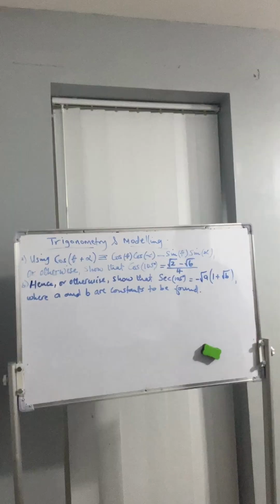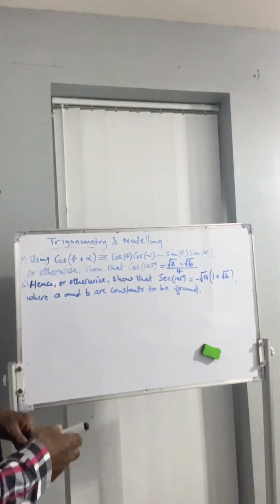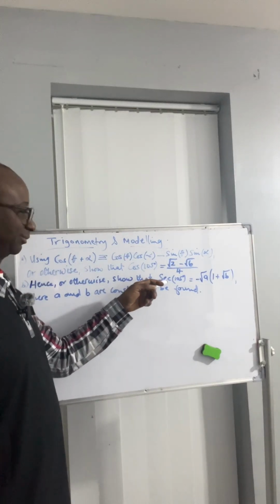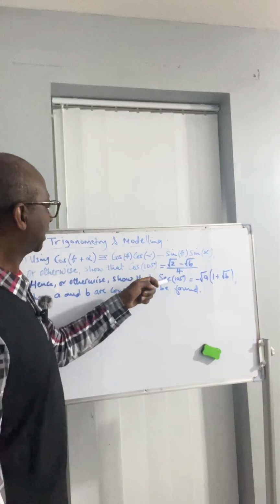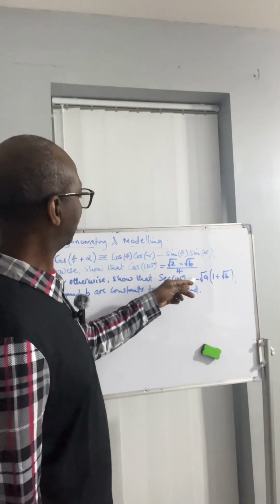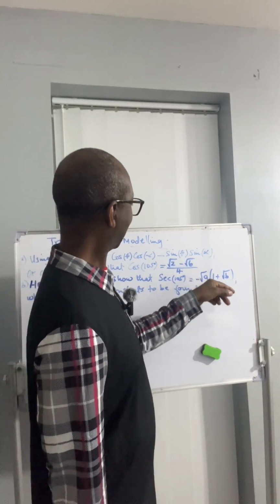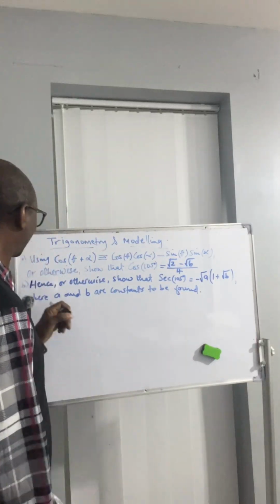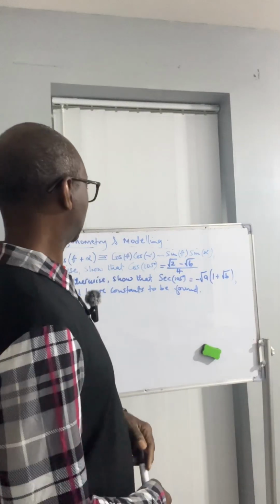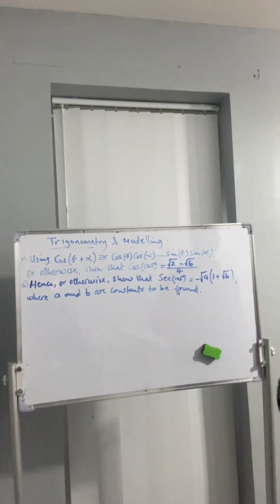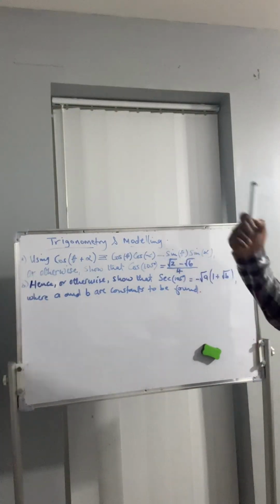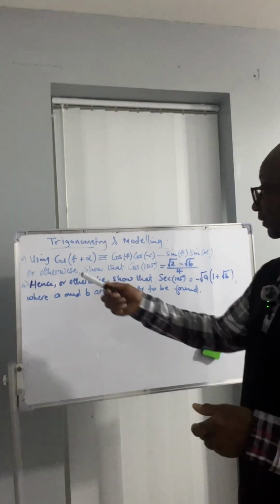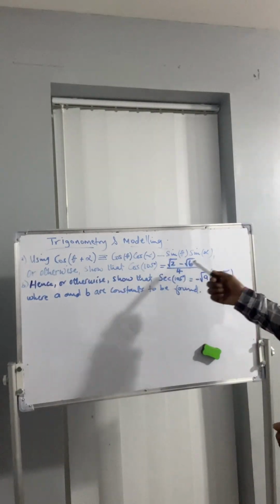That is the first part of the question. The second part says, hence or otherwise, show that the secant of 105 degrees is equal to minus the root of a, all brackets, 1 plus the root of b, where a and b are constants to be found. So they want you to give the values of a and b. Let's start with the first part, which is straightforward. They have given us the formula to use already.